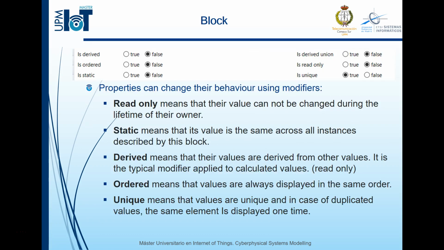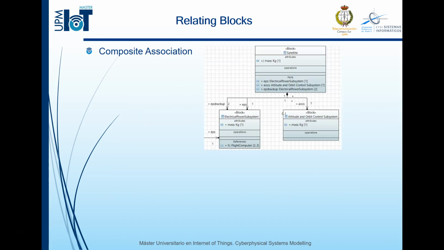How do we model this association? As I mentioned before, it is a composite association. That means we have one block, we have the second block, and we would like to describe that this block will be part of this. So we create a composite association from here to here. And what happens when you add this composite association?